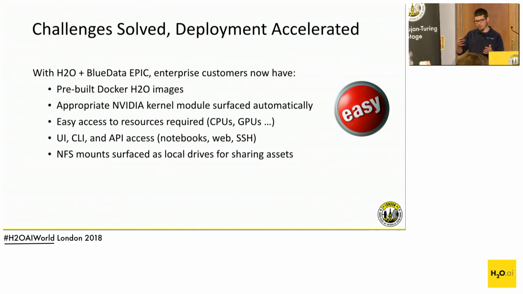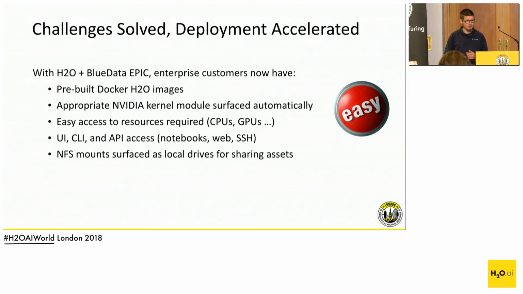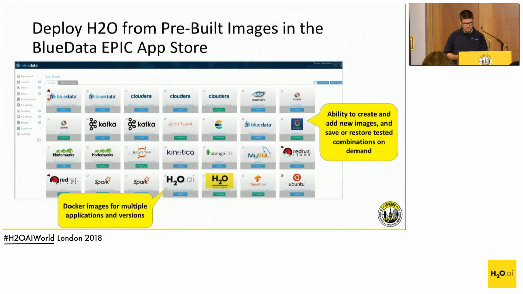And we have other ways to provide access to data. We can surface NFS mount points to be able to share assets between the different containers, different clusters, so that a data scientist can export his notebooks, his models, and propagate them into the next stage of the productionization of the model in H2O clusters or Sparkling Water clusters.